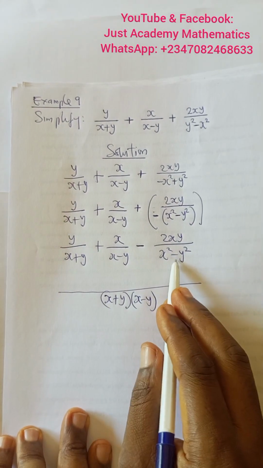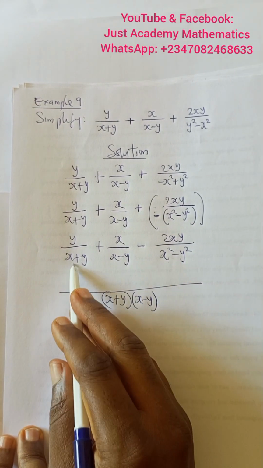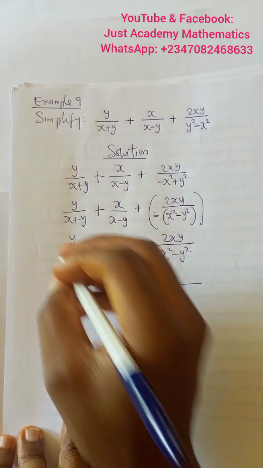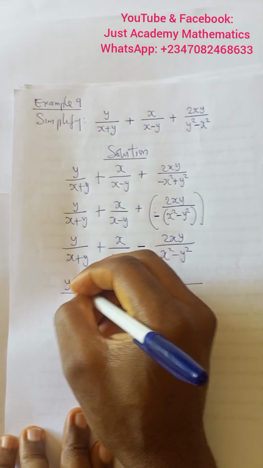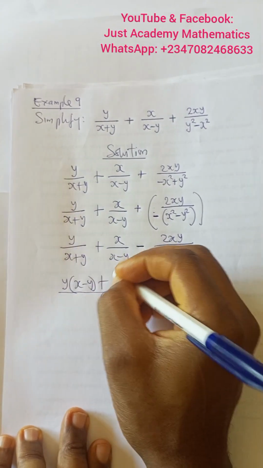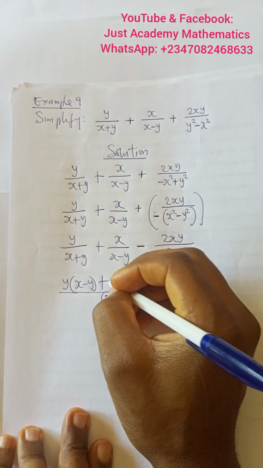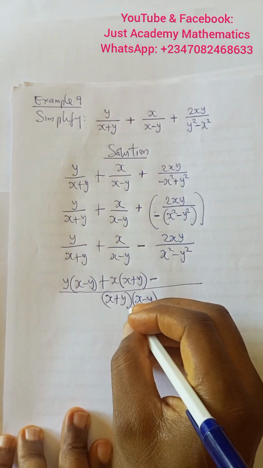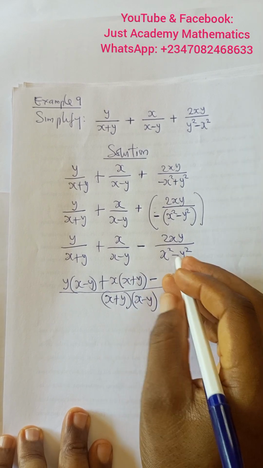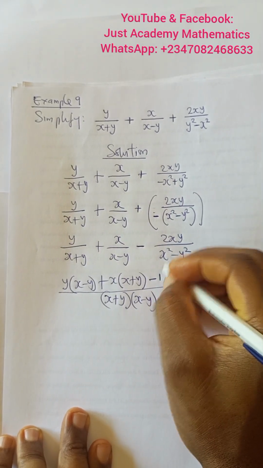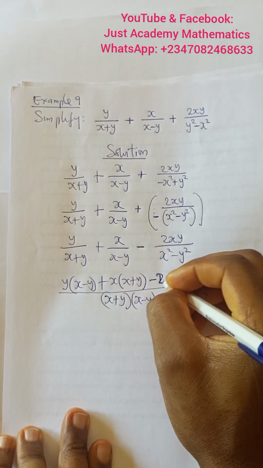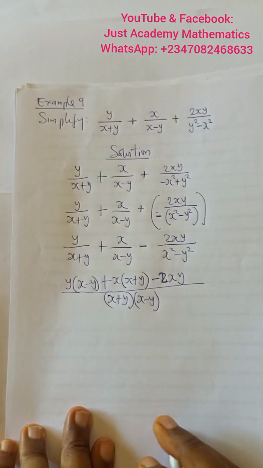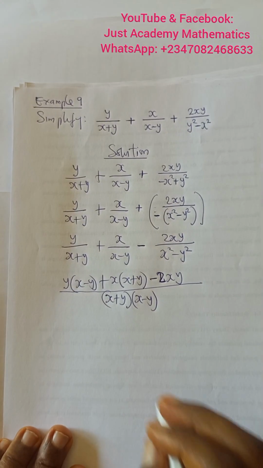Because this times this will give you this. So this going to this will give you this times y, that is y times x minus y. Plus this going to this will give you this, that is x times x plus y. Minus this going to this one, because this times this is this, so you have 1 times this, 2xy.